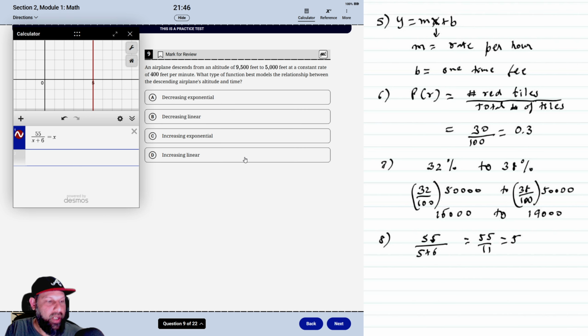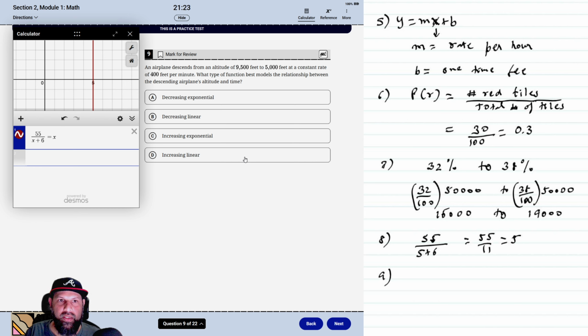Number 9 says, an airplane descends from an altitude of 9,500 feet to 5,000 feet at a constant rate of 400 feet per minute. What type of function best models the relationship between the descending airplane's altitude and time? So it is descending at a constant rate.